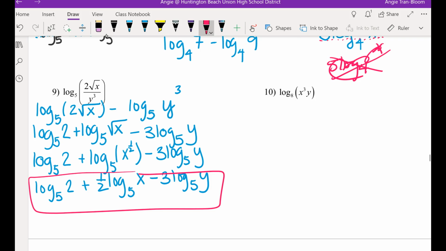Once you're done, or if you're stuck, I want you to turn to your shoulder partner and talk about it. So question 10 says log base 8 of x to the 3rd times y.